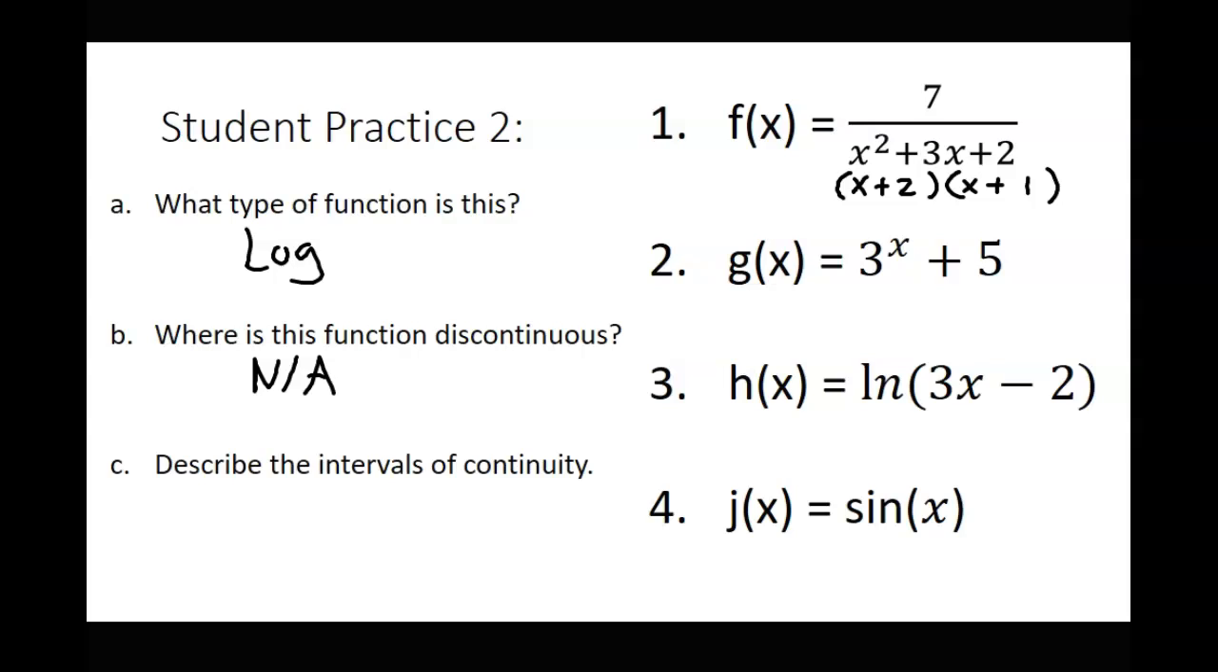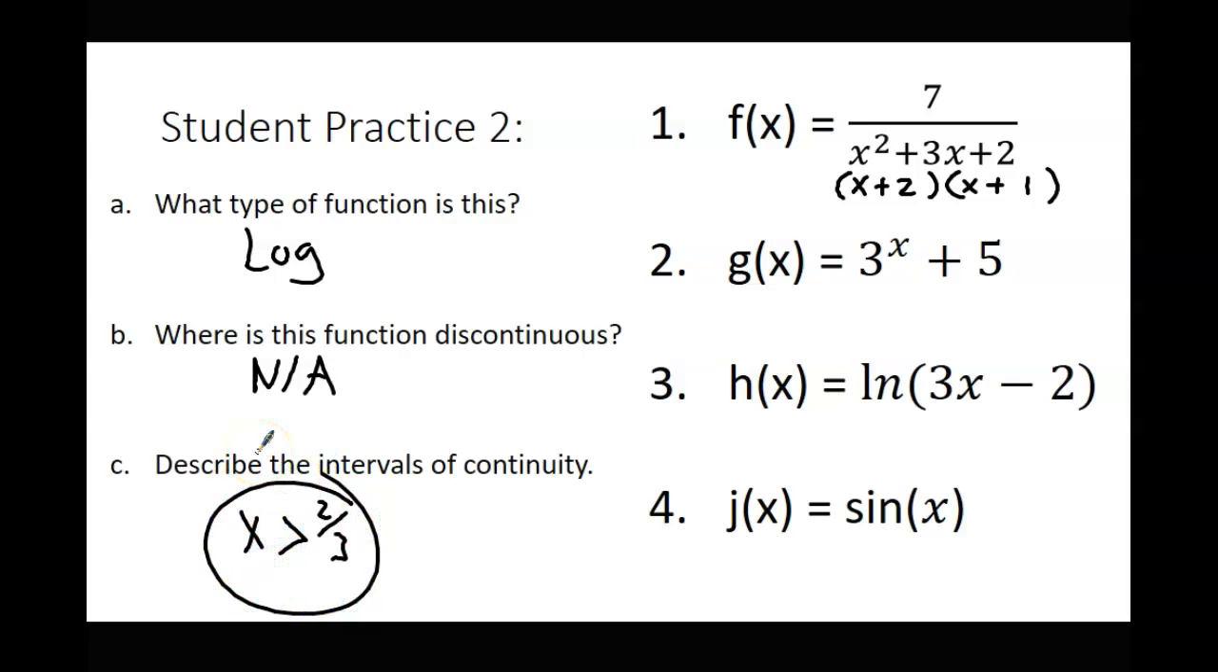James, what did you put for C on number 3? You did not do it. All right. Let's try Pearl. What did you put for C on number 3? X is less than 2 thirds. I think you're right, but I think it's greater than. When you divide by a negative, yeah. So it's going to look like this. So there you go. Good job, Pearl.